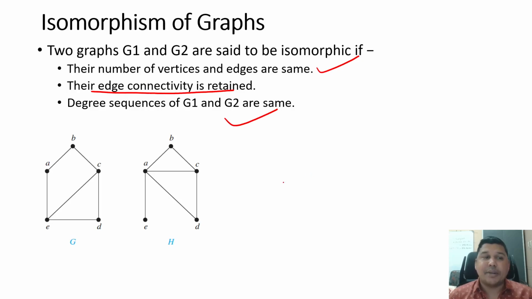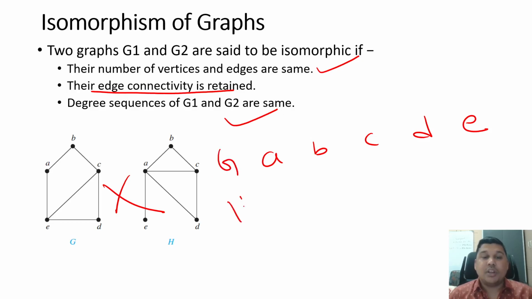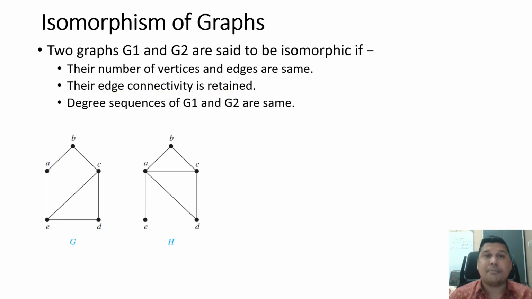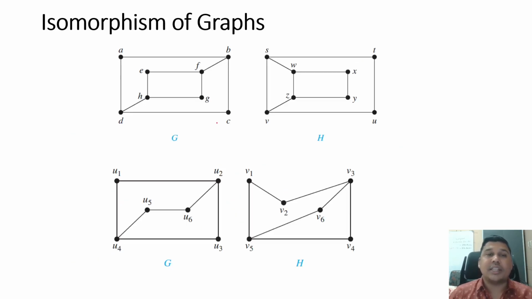Edge connectivity is retained, meaning if you map A, B, C, D, E, these are the vertices in this graph. Anyhow, these two are not isomorphic, but if you take isomorphic graphs, then we have to find out which vertices belonging to G correspond to which vertices in H. Anyhow, in this example, these two are not isomorphic. Let us see some more examples to understand how to find out whether graphs are isomorphic or not.